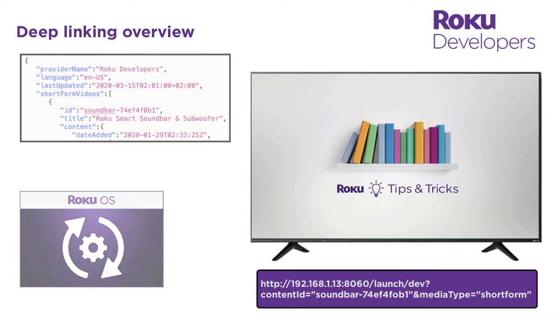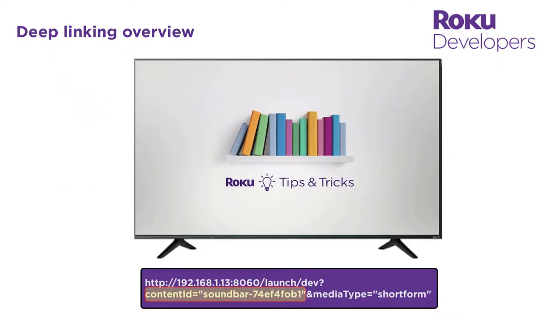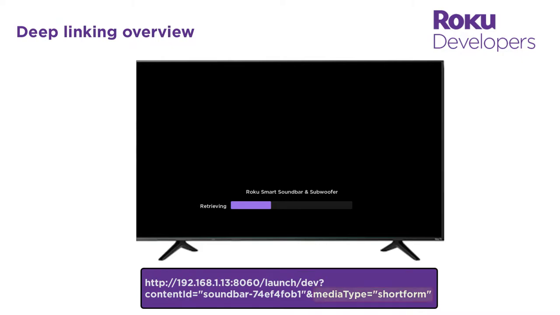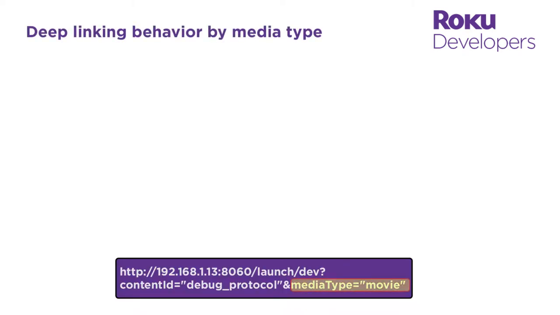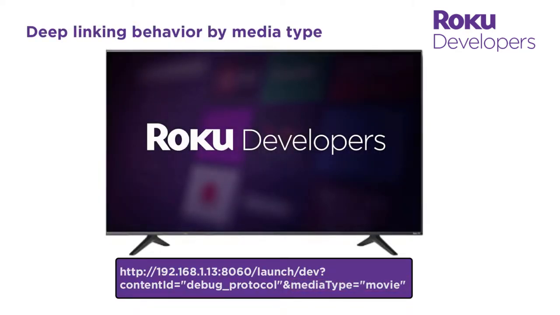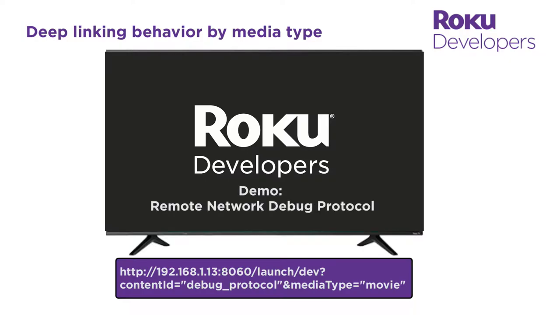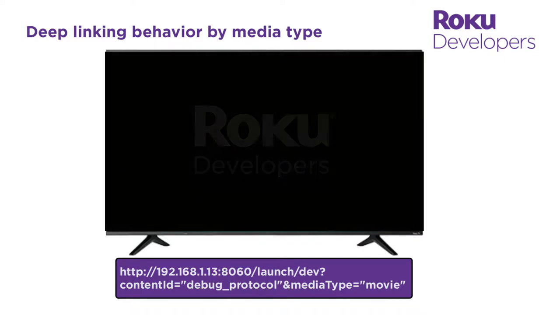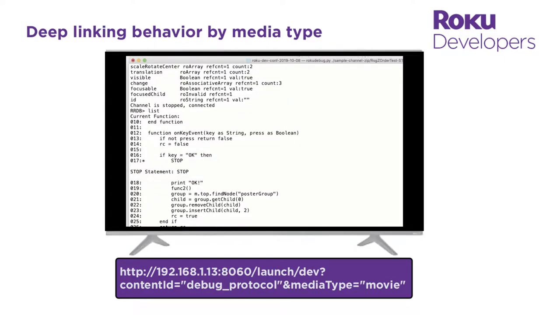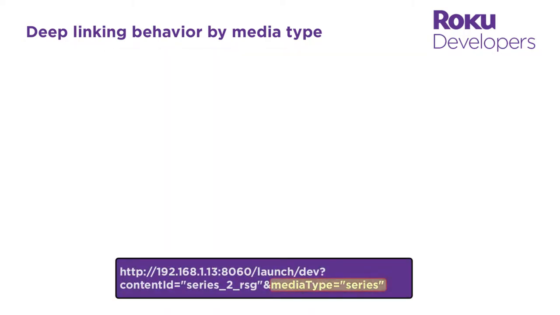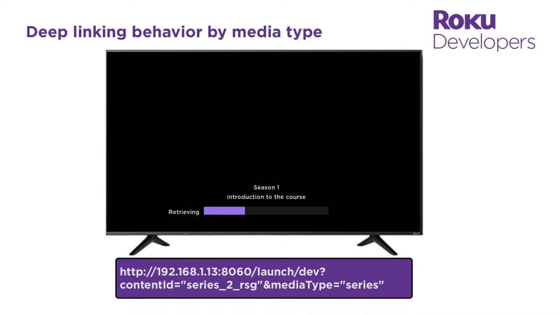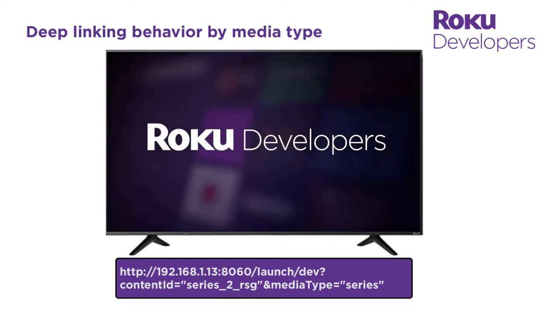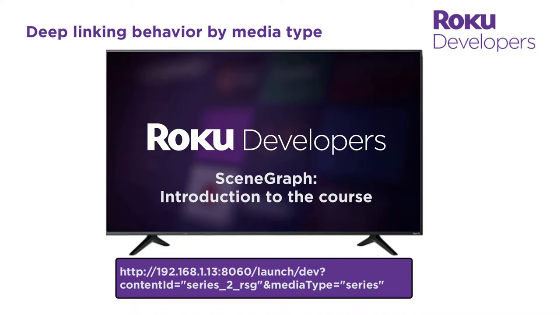The channel uses the unique content ID to determine which item to play and the media type for how to launch the content. For example, if a deep link is received for a movie or short form video, the channel directly plays the content. If a television series deep link is received, the channel plays whichever episode the user is at. If they've never watched the series before, the channel launches Season 1, Episode 1.